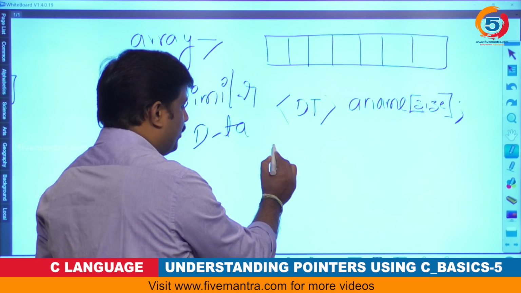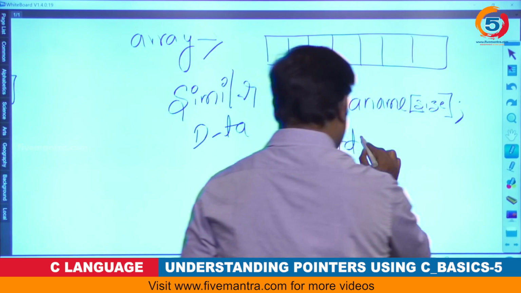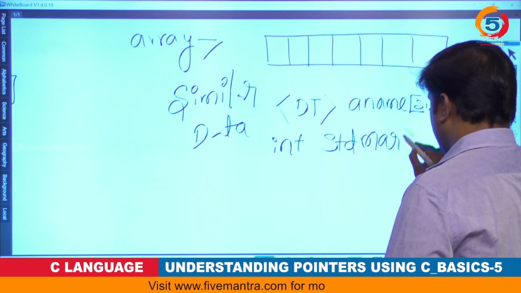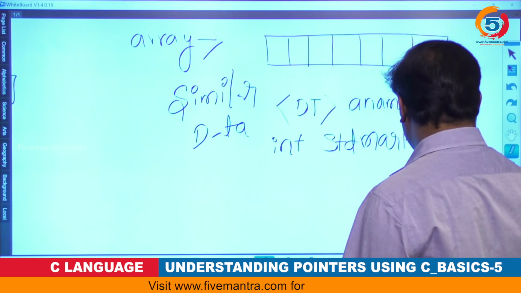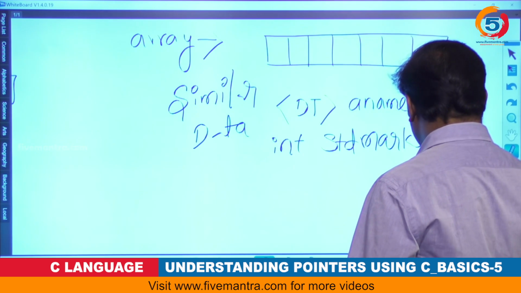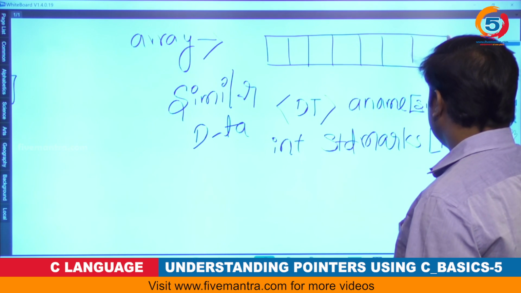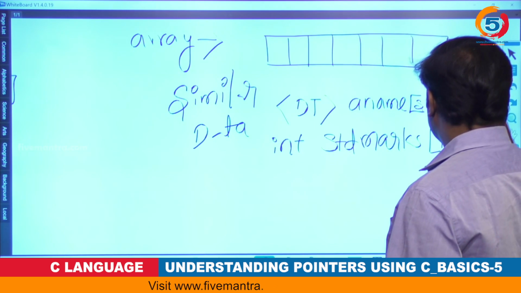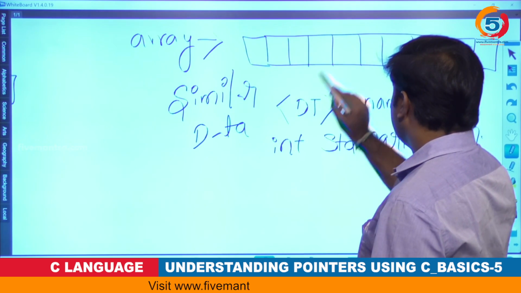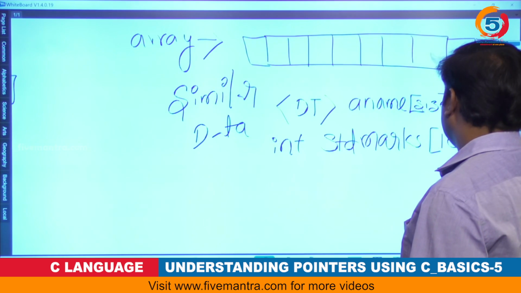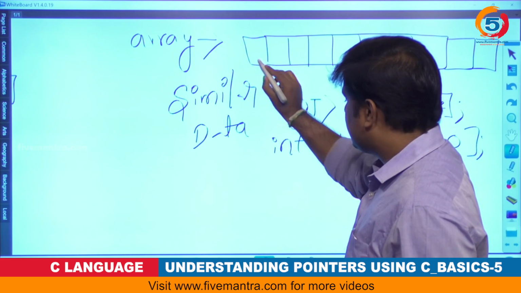Example, I want to work with student marks. int std_marks, student marks, this is my requirement. How many students do you have? You have 10 students, so give the number 10. What it will do is allocate 10 blocks, 1 2 3 4 5 6 7 8 9 10, and the starting address will be saved.